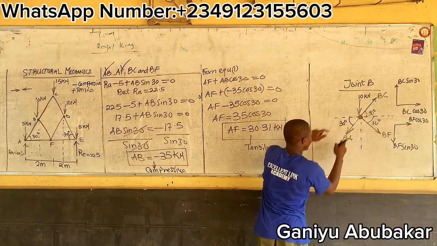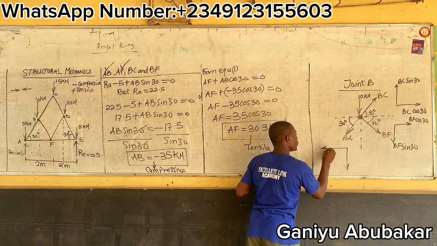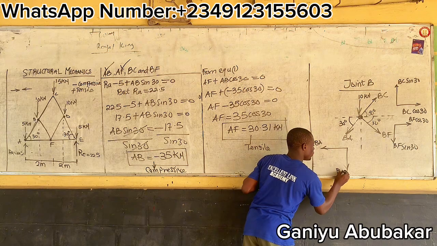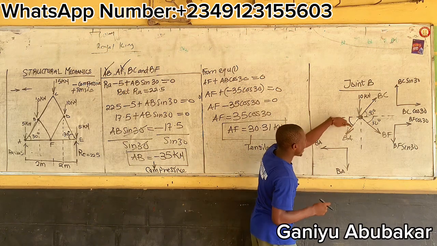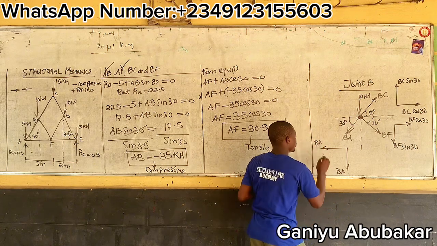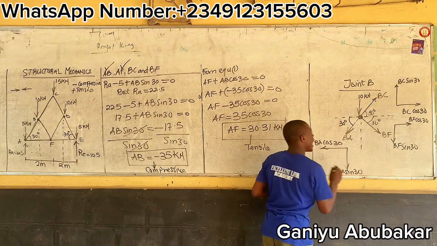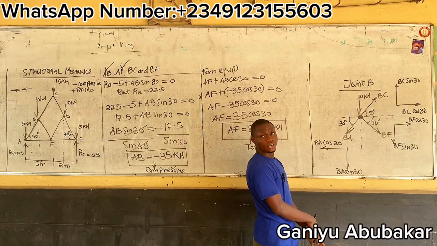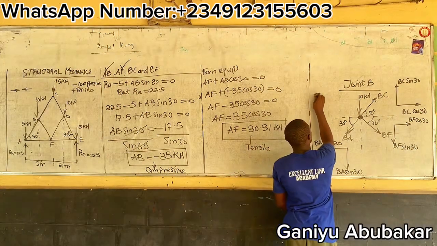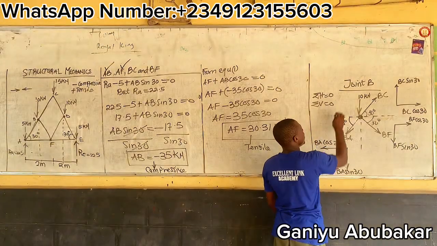Focus on this one now. This BA is the first. Now, my angle is on this horizontal, so that becomes the cos 30 and sine 30. I'm done resolving. Now apply your conditions. Start with summation H and summation V. Let's start with this, please.